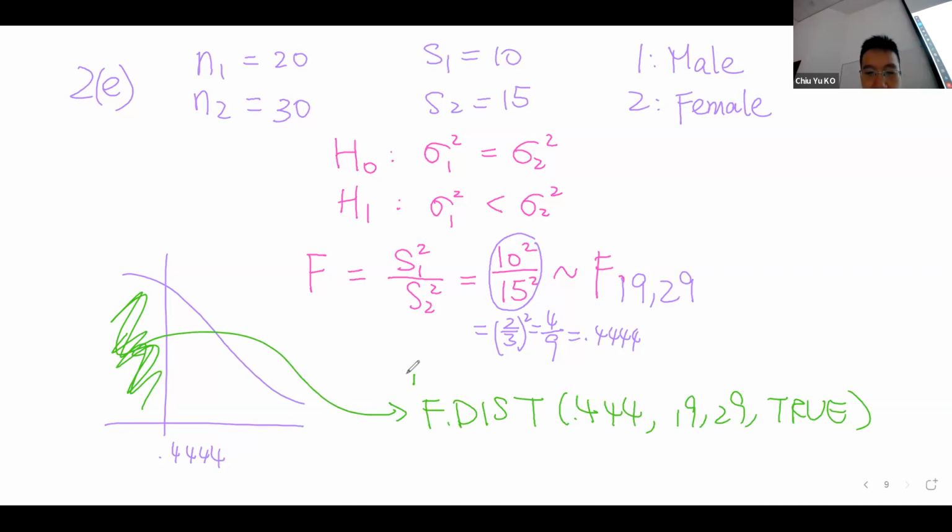The second method, of course, is the critical value. What is the critical value at 5%? The critical value will be F inverse 0.05, because it's left tail, 19, 29. Then you compare it: is it more than 0.444 or not? Then you're done. You do one of them, you don't need to do both.